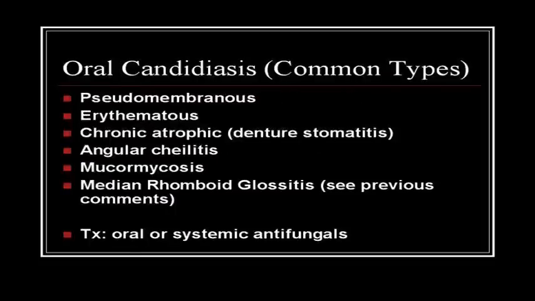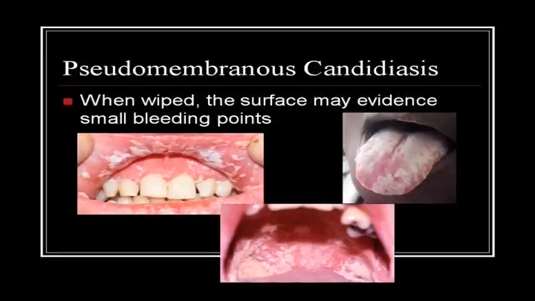Oral candidiasis will present in several forms: pseudomembranous, erythematous, chronic atrophic, also known as denture stomatitis, angular cheilitis, mucormycosis, and median rhomboid glossitis. You'll recall that we looked at median rhomboid glossitis earlier. The reason I've included it here is the contrast I mentioned from the white coating often caused by candidiasis. The treatment for any of the above is oral or systemic antifungals as needed.